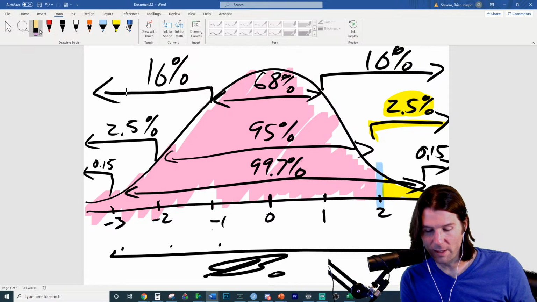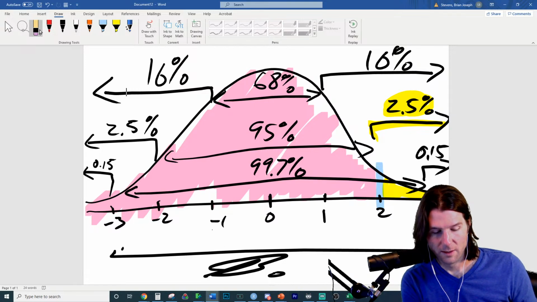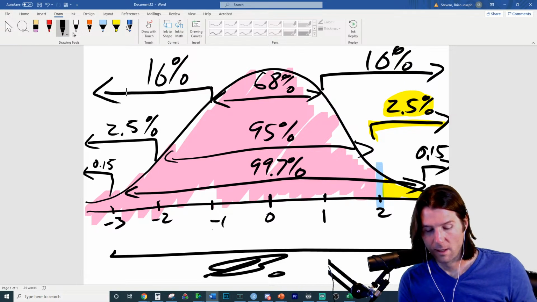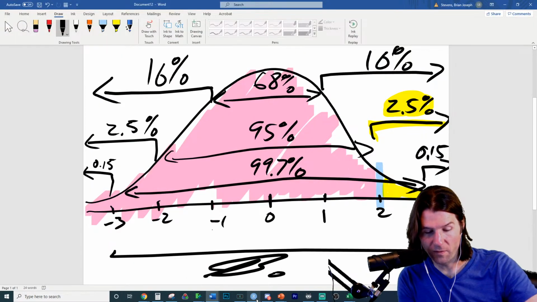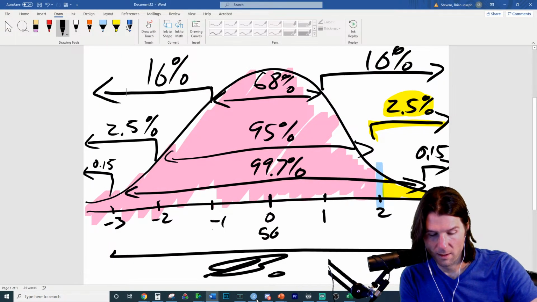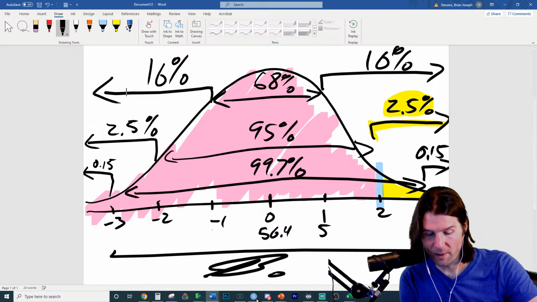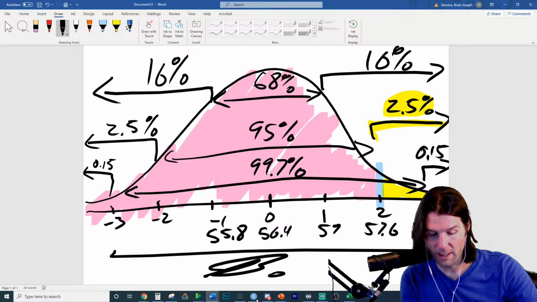This is 201, 201. Say hey. So you told me, you said, I think the intercept is 56.4, but I could be off by about 0.6. Do you remember the 68, 95, 99.7 rule? We are using the empirical rule right now.